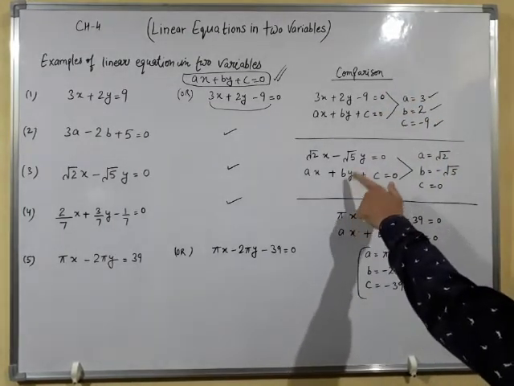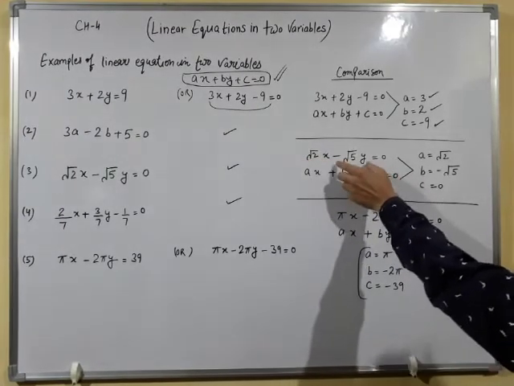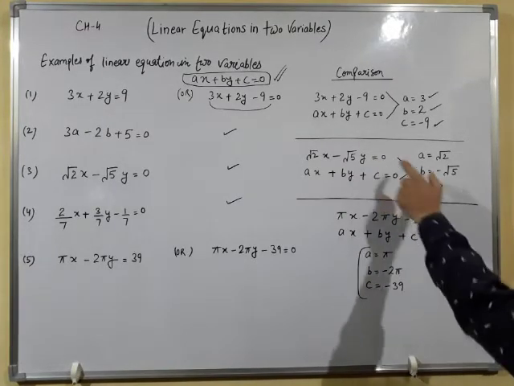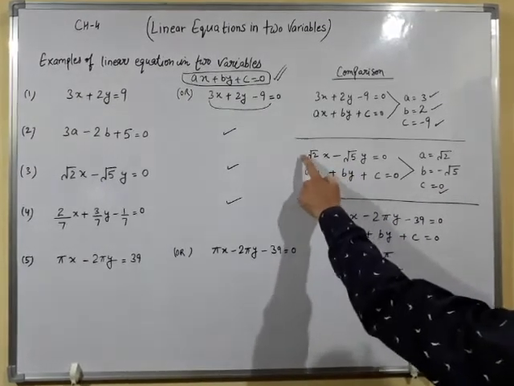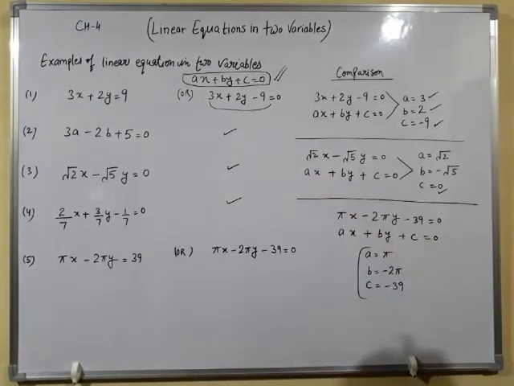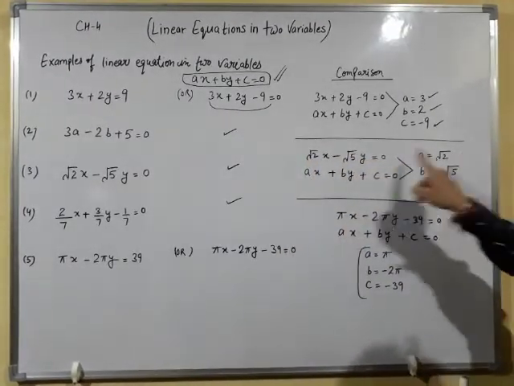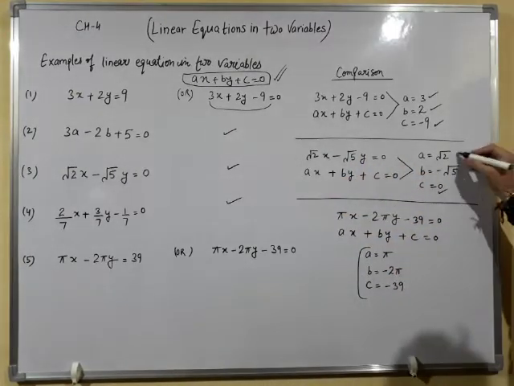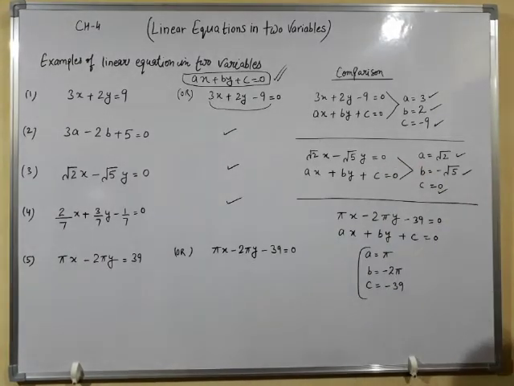In this linear equation in two variables, we have x term, we have y term, we don't have a constant term. If we don't have a constant term, then the constant will be declared as 0. C will be equal to 0. We have written the equation and we have written the standard form of linear equation in two variables. Now compare. X is cancelled by this x and a will be equal to root 2. Y is cancelled by this y and b is equal to minus root 5, and just because we don't have any constant term in the given equation, c will be equal to 0.